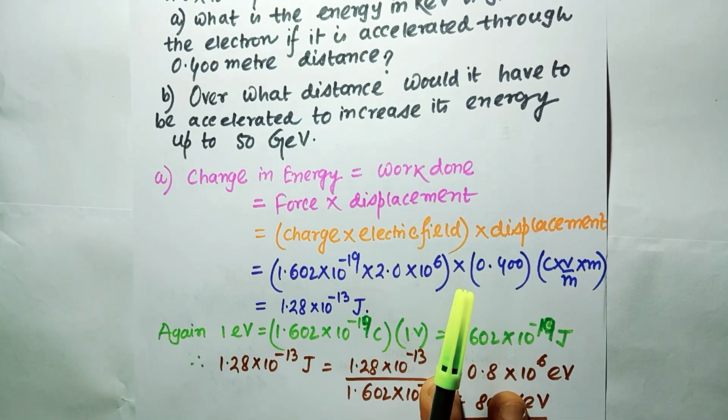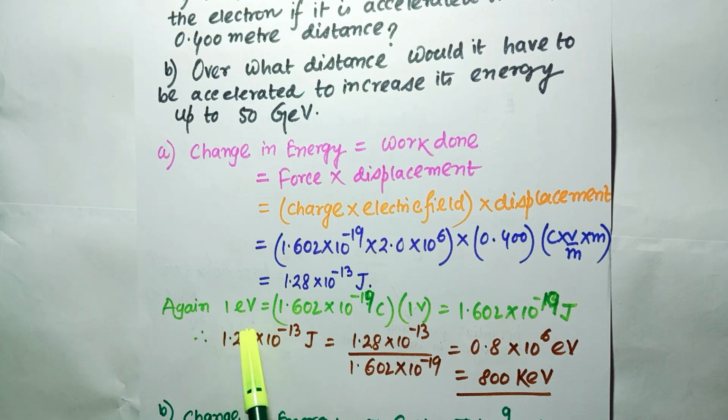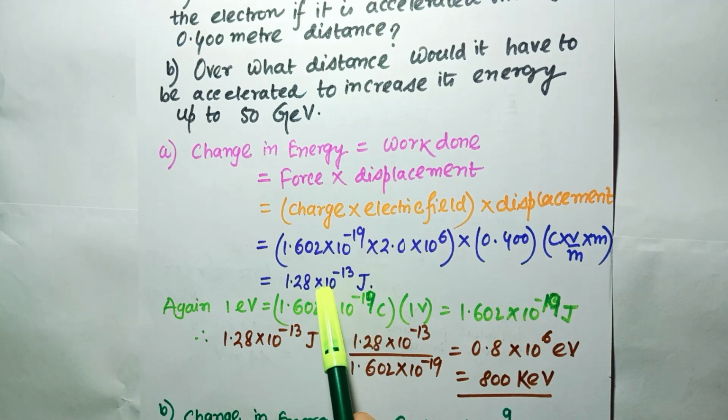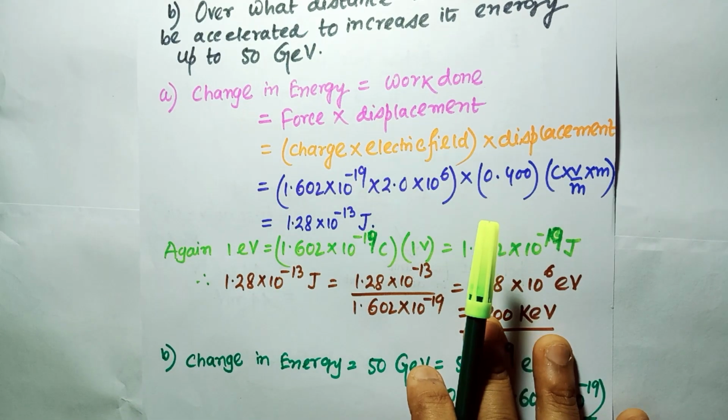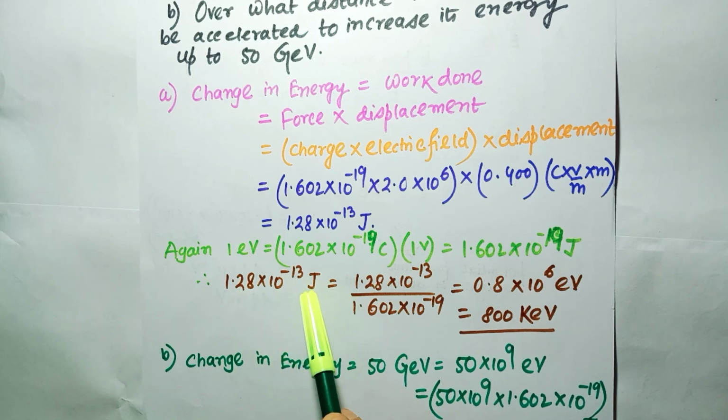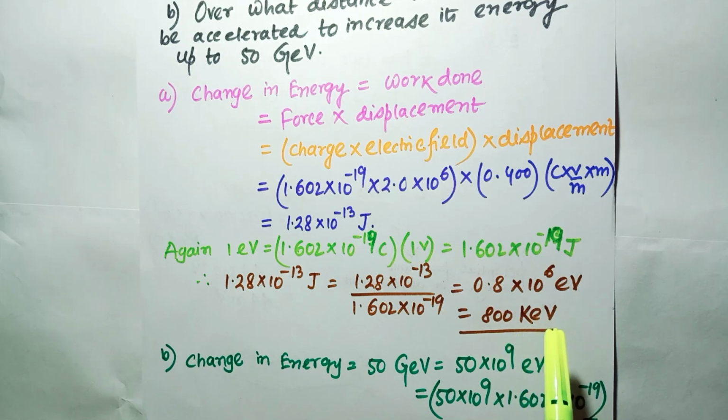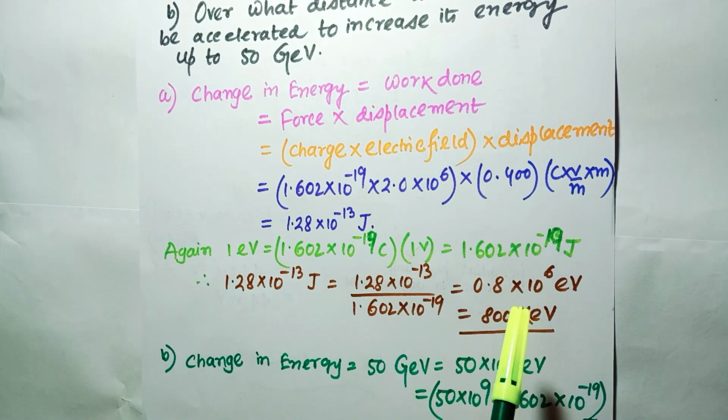Again, from the definition of electron volt, 1 electron volt means one electron is accelerated through a potential difference of 1 volt. So how much work is done? The charge of the electron is 1.602 times 10 to the minus 19 coulomb times 1 volt. It means 1.602 into 10 to the minus 19 joule. In this case we have 1.28 times 10 to the minus 13, so I need to convert the joule into electron volt. So 1.28 times 10 to the minus 13 joule is equal to how many electron volts? I need to divide it by 1.602 times 10 to the minus 19. So it becomes 800 kilo electron volt. So this is our answer for the first problem, first question.